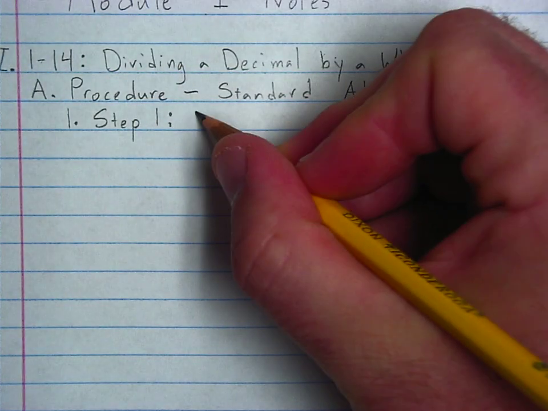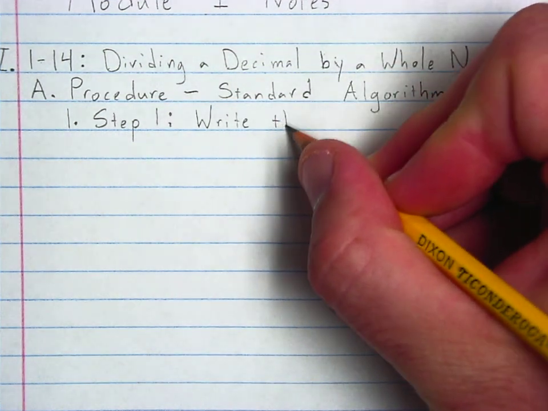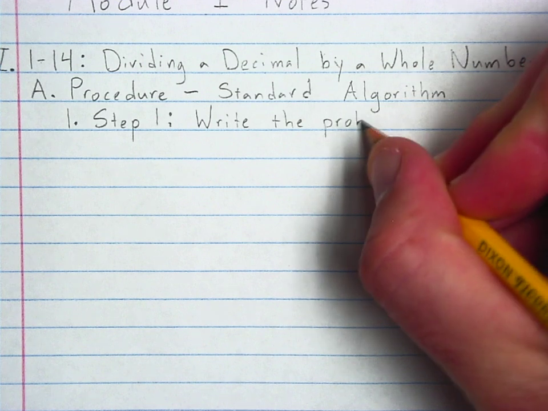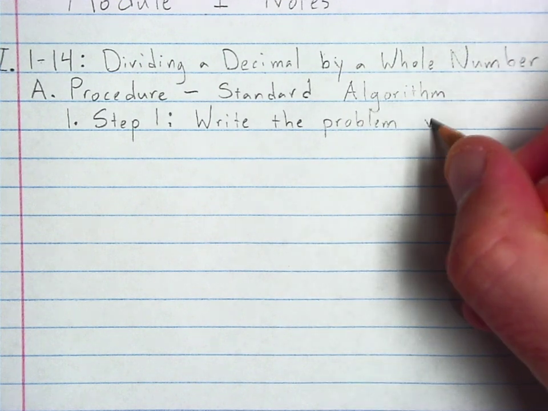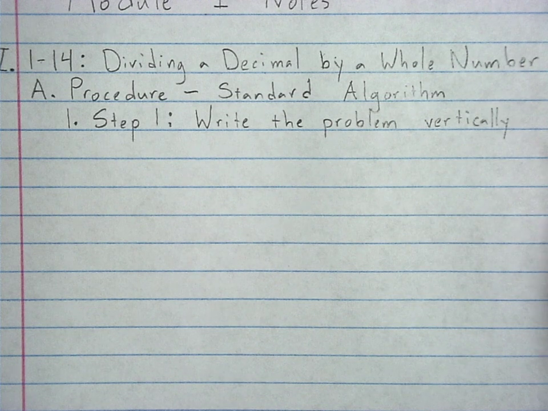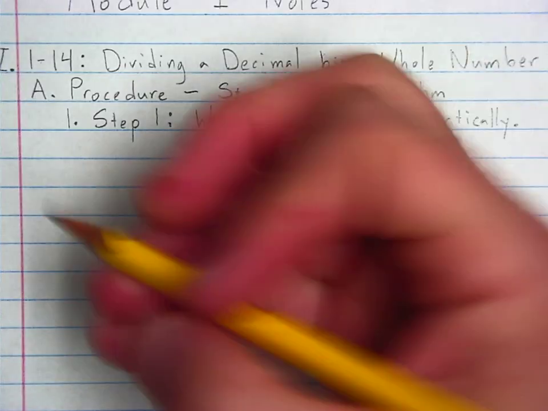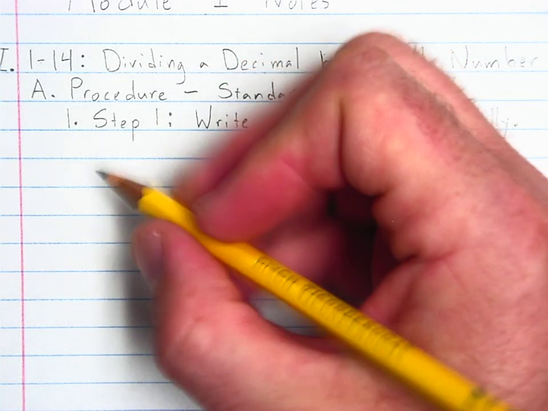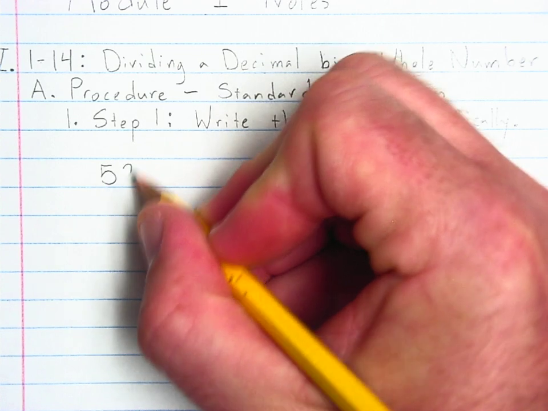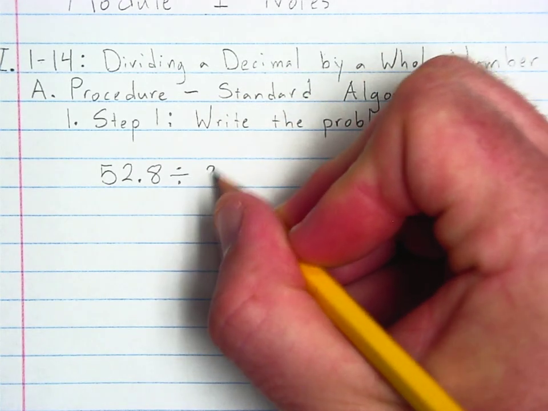First thing you're going to do is what I ask you to do for almost everything. Write the problem vertically. Most textbooks, most tests will give you an expression to start. In this case, I am going to give you 52 and 8/10 divided by 3.